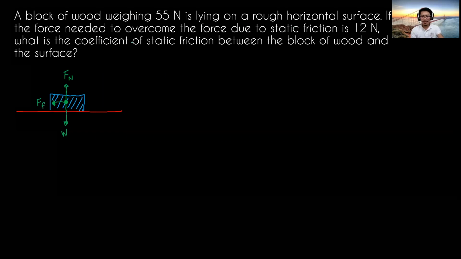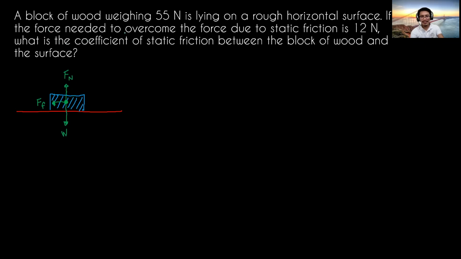Now, there is a mention of a force needed to overcome the force due to friction. To overcome this, you must have an applied force, because if there is no applied force, how would you overcome it? So there must be an applied force needed to overcome the force due to static friction, and it is going to the right, in the opposite direction. Our free body diagram is clear, so we do not need to simplify it further.